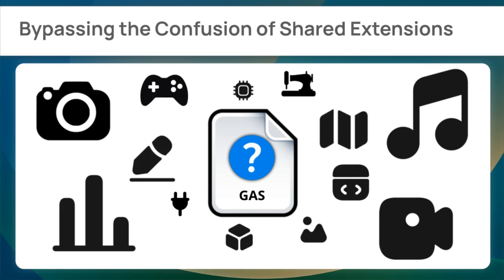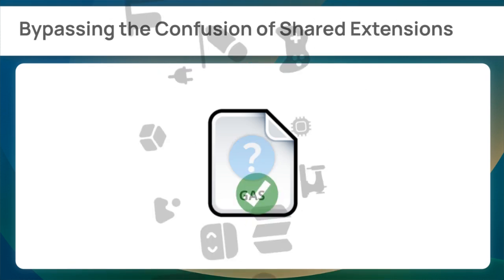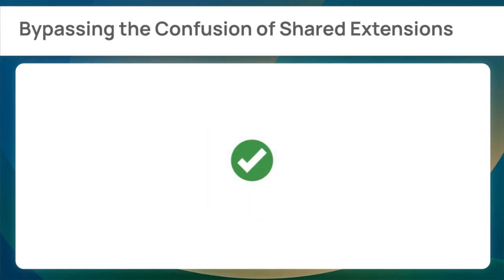A universal viewer is designed to act as a versatile tool for identifying many formats, providing a reliable way to attempt access when standard programs have failed.